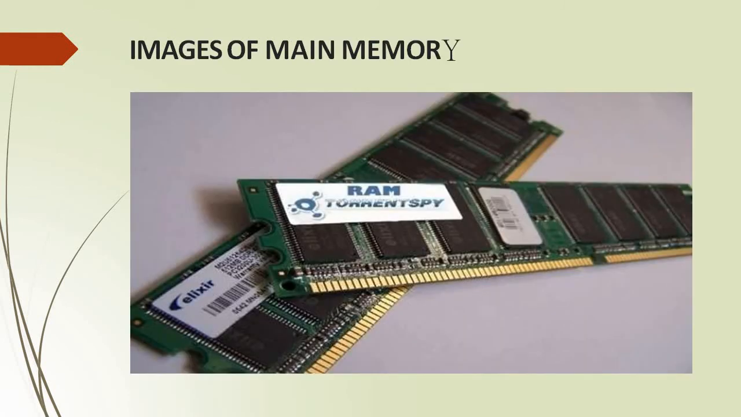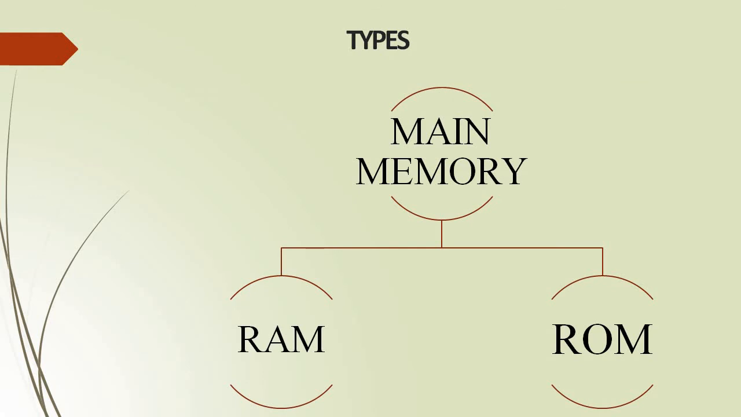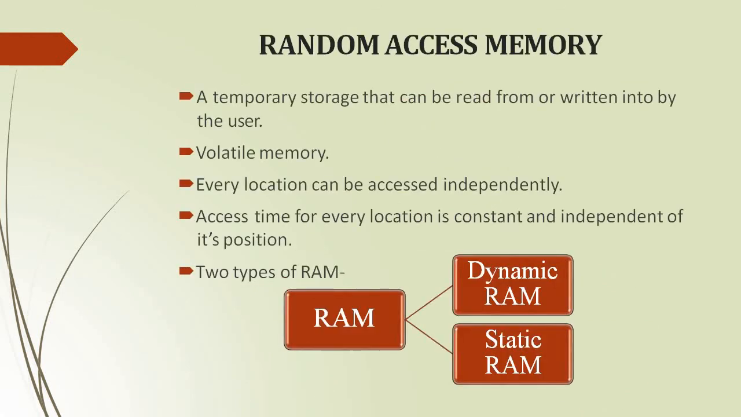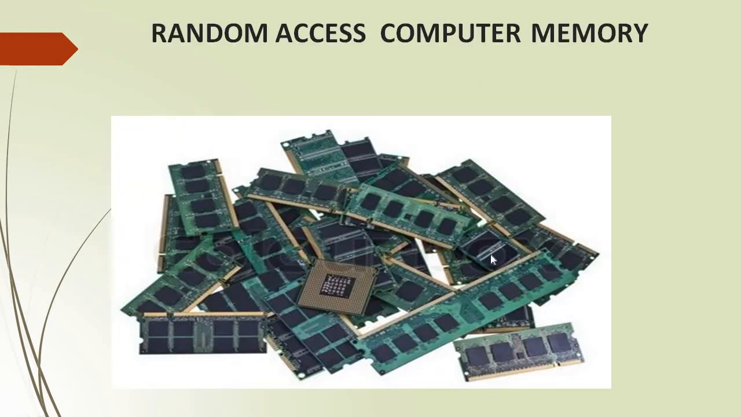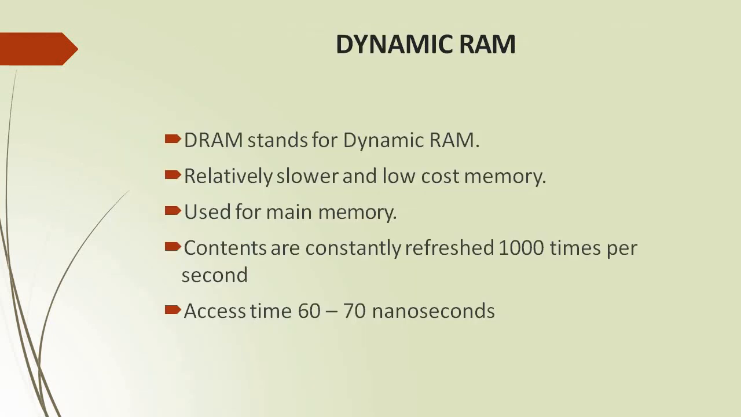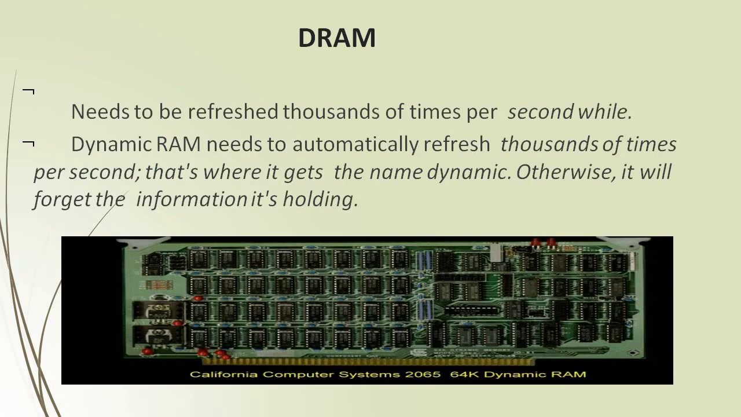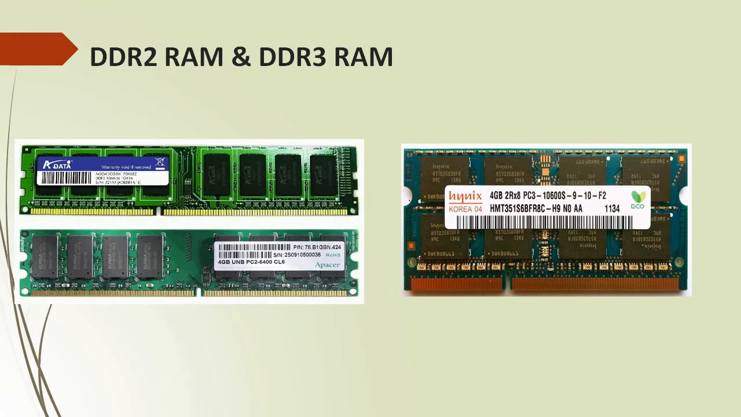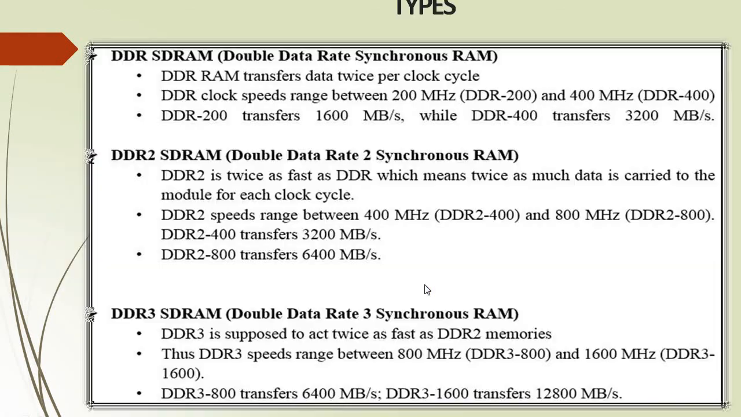Then I have mentioned images in main memory, the types of main memory, that is RAM and ROM. So random access memory is volatile memory. RAM is further divided into dynamic RAM and static RAM. Here is the figure of random access memory. And what about dynamic RAM, that is DRAM, the figure of DRAM, and various other figures of DRAM, which is classified on the basis of their storage capacity.